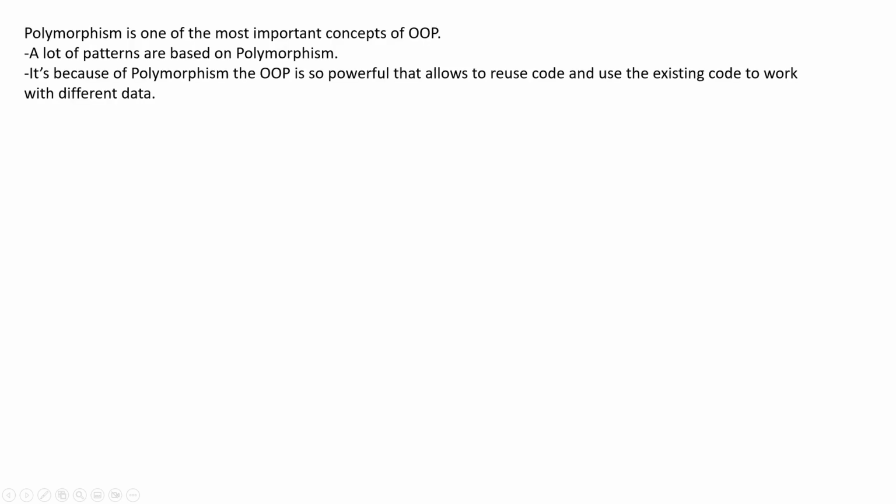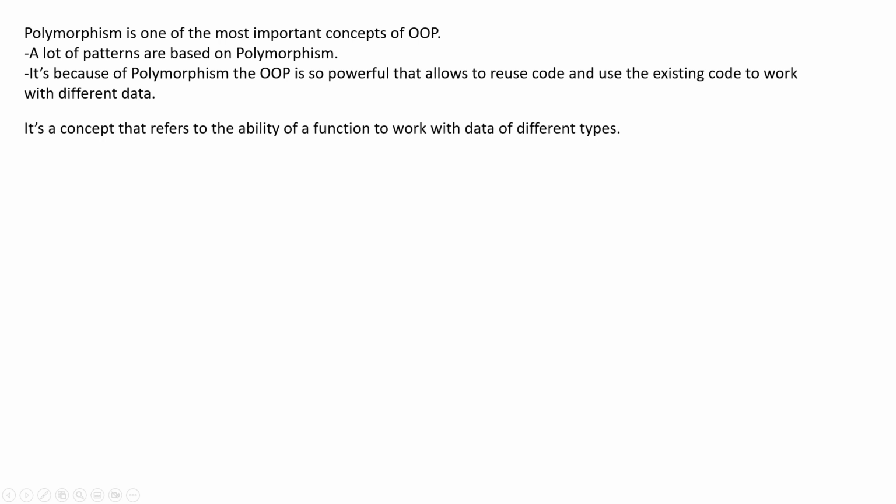So polymorphism is one of the most important concepts of object-oriented programming. A lot of patterns are based on polymorphism, and it's because of polymorphism that object-oriented programming is so powerful, allowing us to reuse code and use the existing code to work with different data. I would put emphasis on that sentence: to use the existing code to work with different data. That is the main thing that I want to convey to you today.